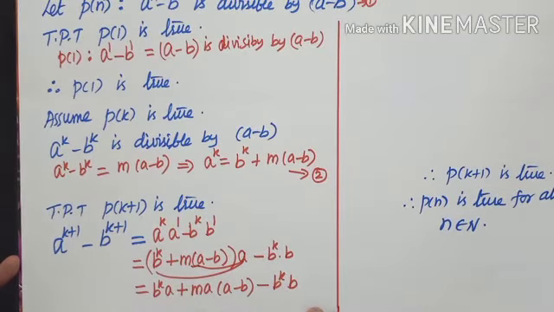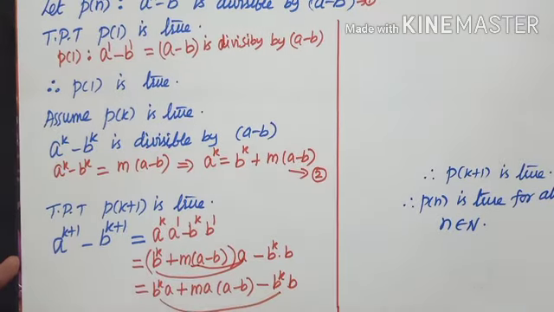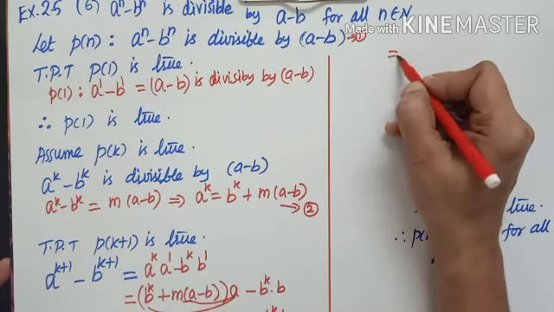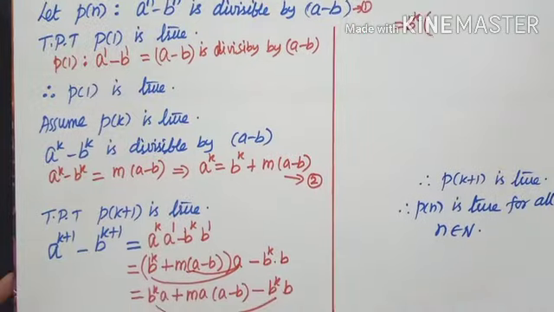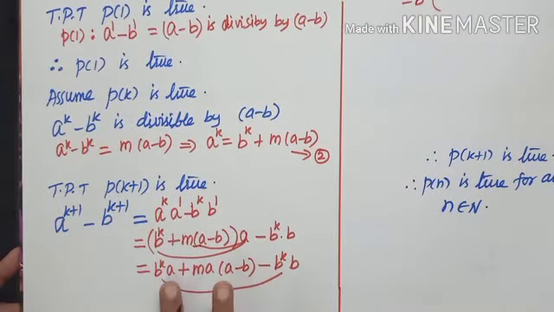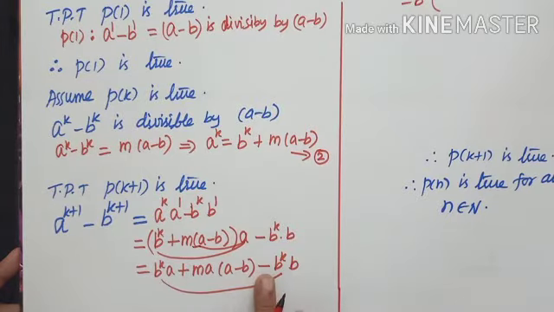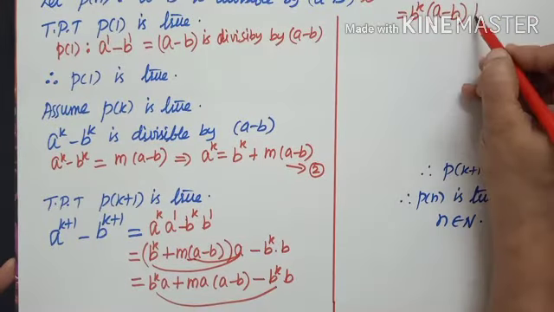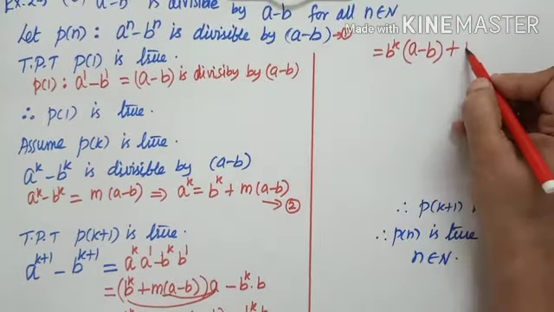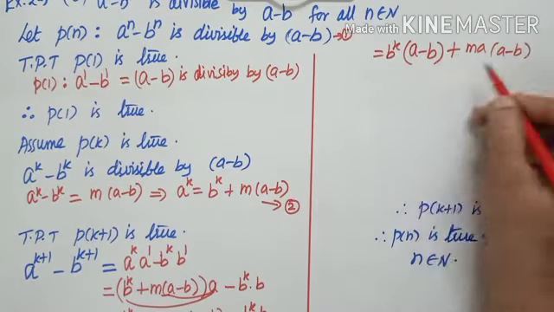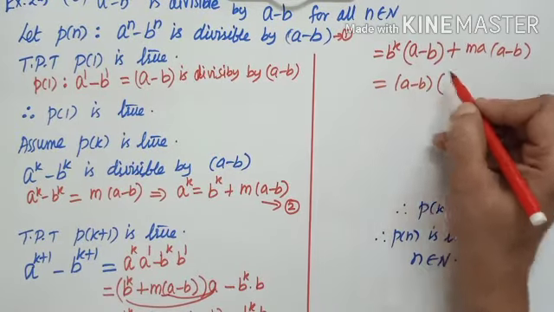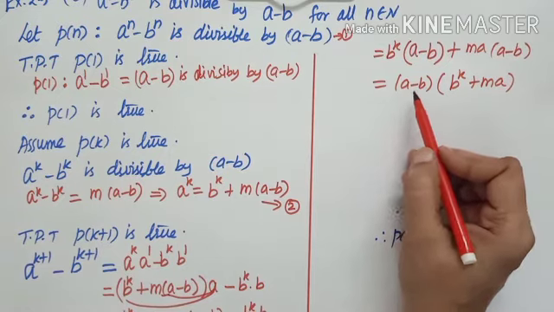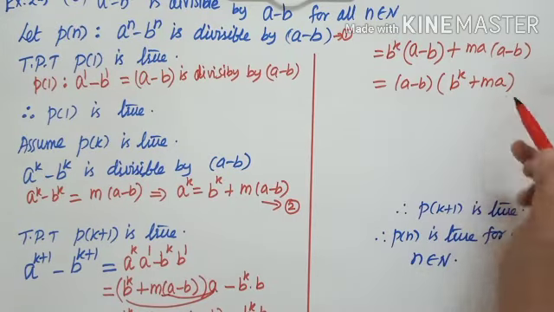Now in these two terms, combine these two. Which is common? As I combine, b power k is common. Let me take b power k out. If I take b power k out from here, here a is left, here b is left, in between minus symbol. So I will write b power k into a minus b plus m a into a minus b. In both the cases, which is common? a minus b. What is left out? b power k plus m a. So, I get a minus b into something in the bracket.